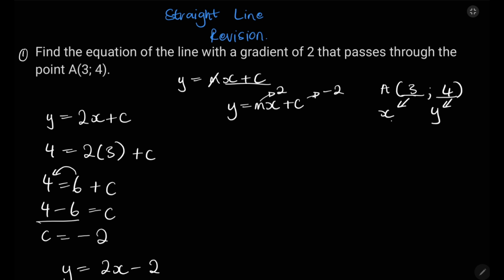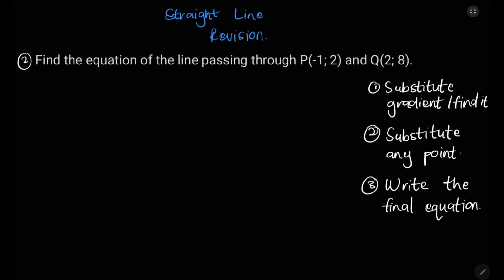Now let's try the second example. Find the equation of the line passing through P and Q. I'll write the steps for you guys on the side. Step 1, substitute the gradient or find it. Step 2, substitute any point. And step 3, write the final equation. So let's read the statement again. Find the equation of the line passing through P, we have negative 1 and 2, and Q, 2 and 8.